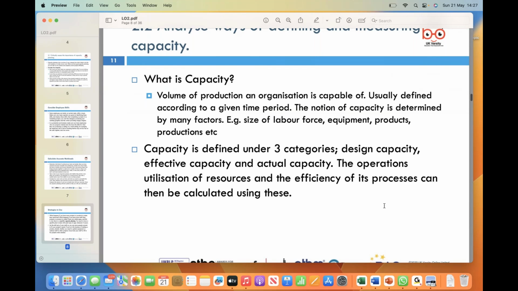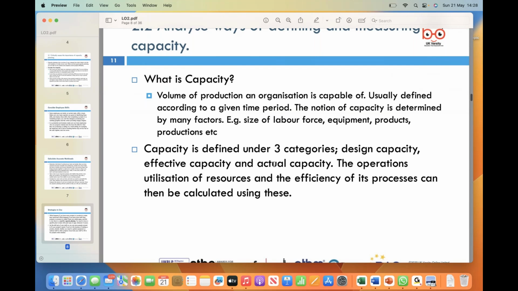Then it comes to effective capacity. Effective capacity, on the other hand, takes into account factors that may affect production, such as scheduled downtime for maintenance, employee breaks, and other planned interruptions. It reflects the realistic capacity that an organization can achieve considering these limitations. Effective capacity is a more practical measure of what can be accomplished.